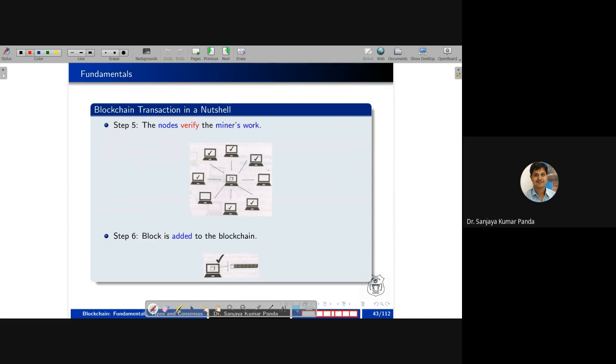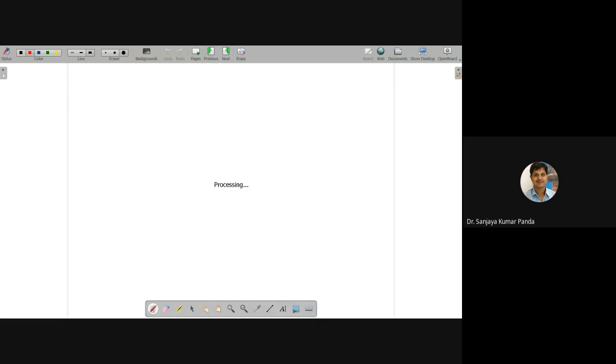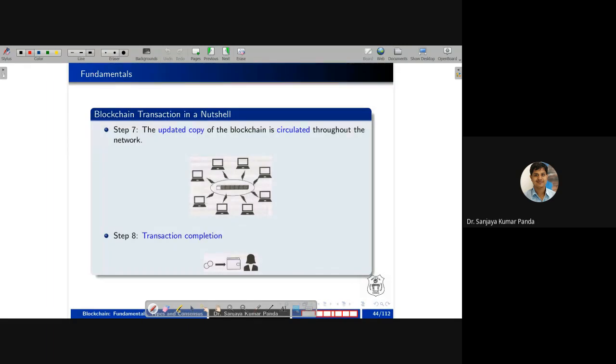So next one is the nodes verify the miners' work. Once the miners' work is done, the nodes verify it, and once the verification is done, the block is added into the blockchain, right? One more block is added to the blockchain, and once a block is added, you have an updated ledger. That is circulated throughout the network, and this completes your transaction details in the blockchain process.